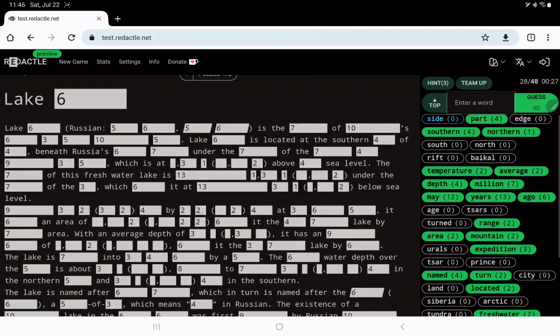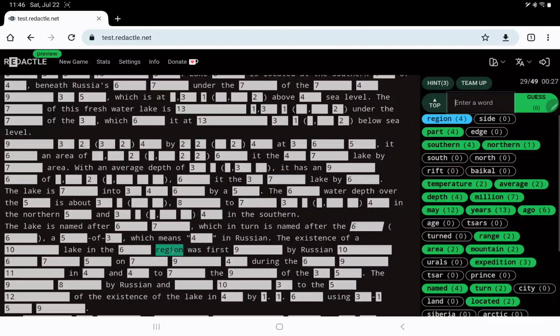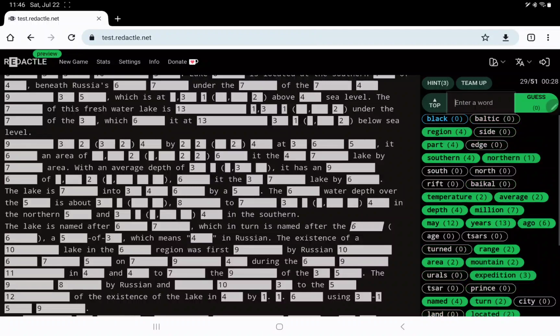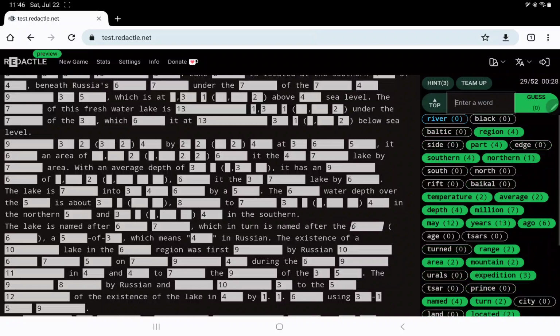Beneath Russia's 6, 7. Something region in the blank region. In the Baltic region? No. How about the Black Sea? I think I've done sea. Oops, I put on me caps lock by mistake. Yeah, I did see. How about river? Does a river run through it? No.